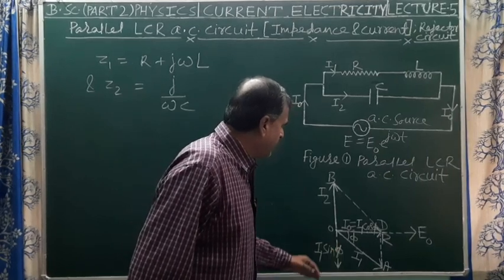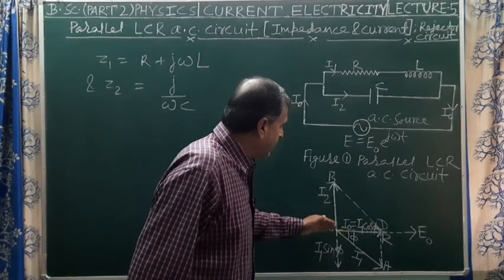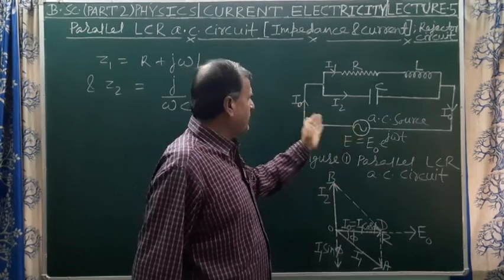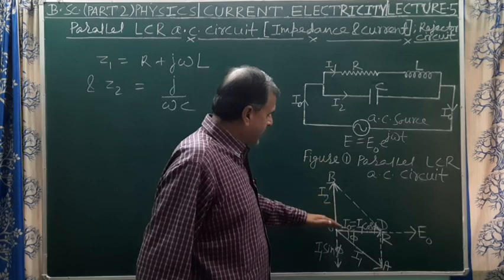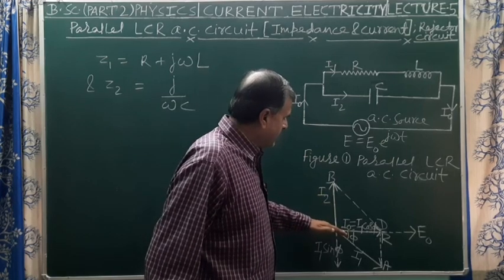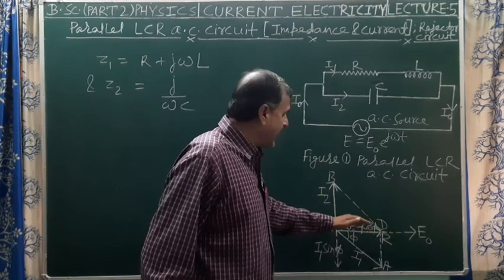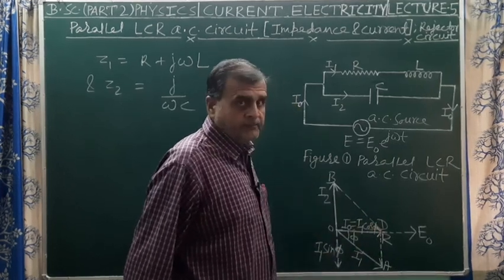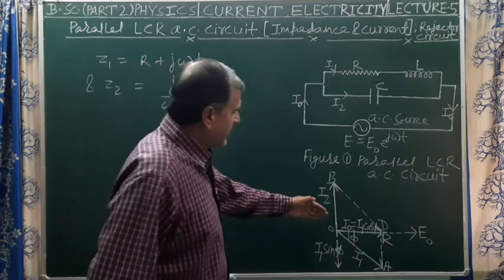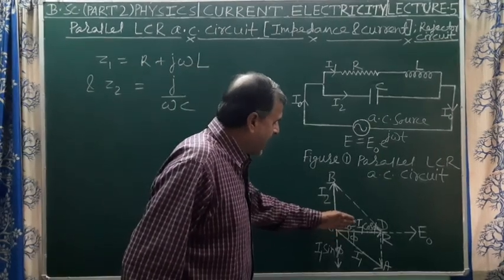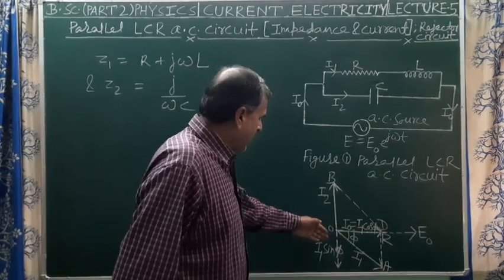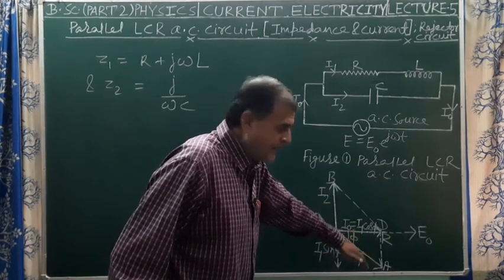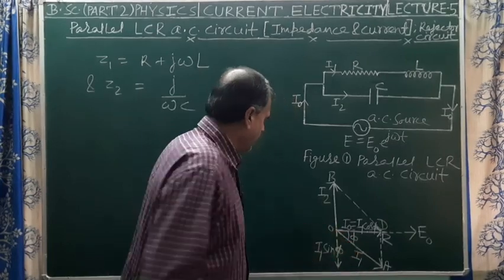But the total current, that is the resultant current of I1 and I2, that is the source current I0 obtained from the EMF source, is represented along OD, that is the diagonal of the parallelogram OADB. So I1 can be represented by I1 cos phi, and the other component is I1 sin phi, which is the perpendicular component of current I1, which is represented along OA in figure 2.